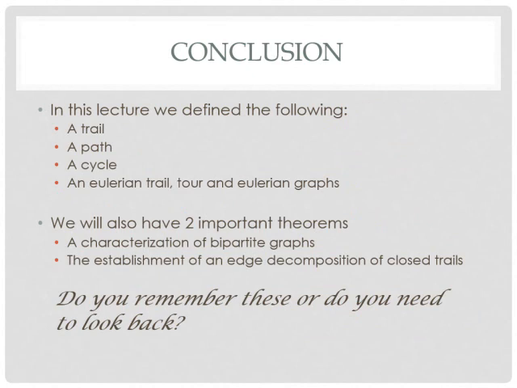So, in this lecture, we defined what a trail is, what a path is, what a cycle is, and what an Eulerian trail, tour, and Eulerian graph are. We know that we can characterize bipartite graphs with even cycles, and we know that we can decompose the edge set of a closed trail into disjoint cycles.